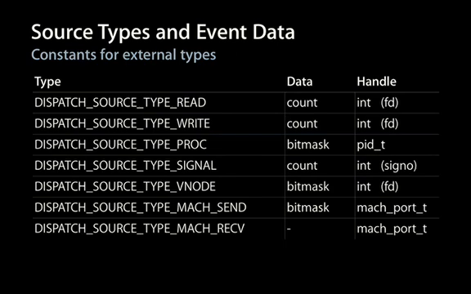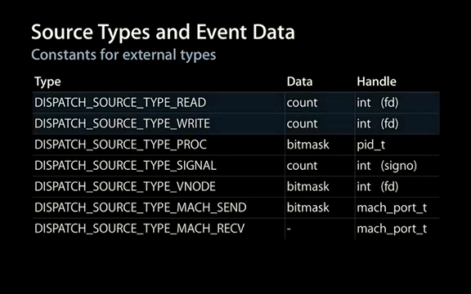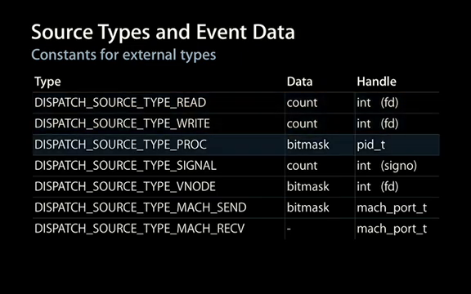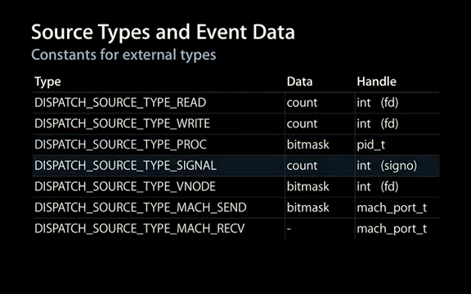The external types that we allow you to monitor are things like read and write for file descriptors, processes. You can see when other processes on the system come and go, and you can monitor those by their process ID, and it's a bitmask type. So this is where you can get bitmask flags like the process has exited, or the process has execed and is now a new executable image. There's a signal type, which allows you to monitor Unix signals, things like SIGHUP or SIGINT or SIGTERM, and that's going to deliver a count of the number of times that the signal's been delivered.